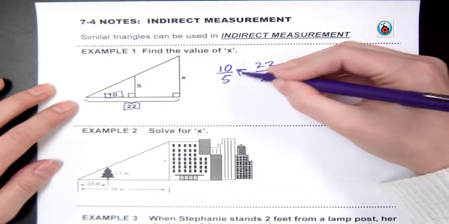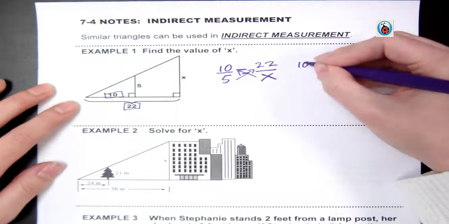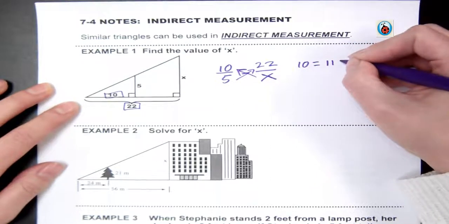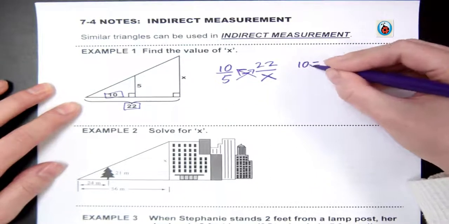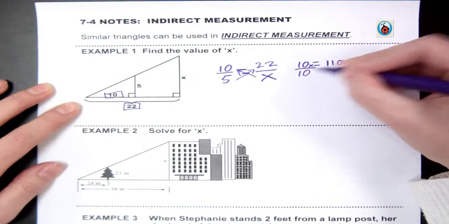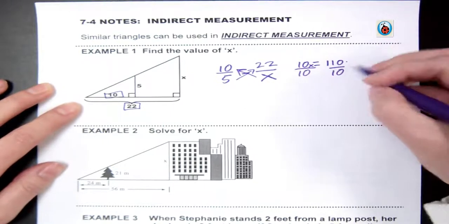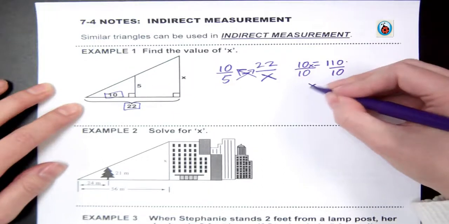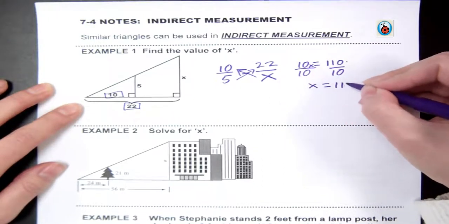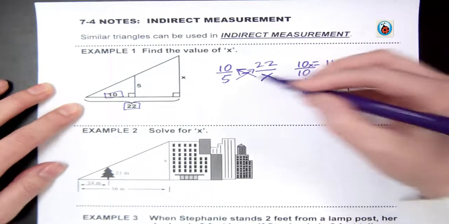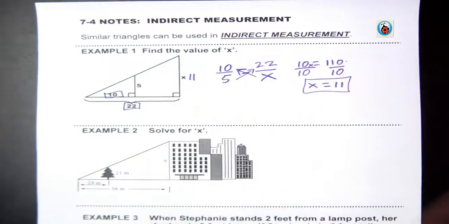I can cross multiply to get 10x equals 110. And I divide by 10. And so that gives me x equals 11. And so I know the missing side of this triangle is 11.